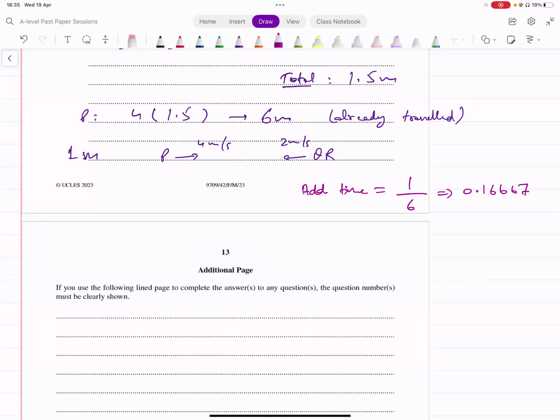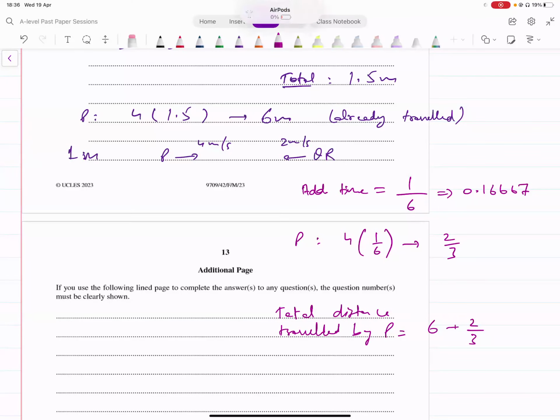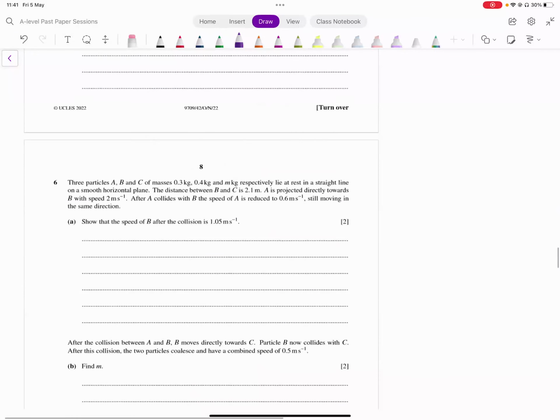इतने टाइम में P ने और कितना ट्रैवल कर लिया होगा? P ने और डिस्टेंस कितना ट्रैवल किया होगा इतने टाइम के अंदर? 4 into 1 over 6. ये डिस्टेंस उसने और ट्रैवल कर लिया होगा. ठीक है. सो दैट्स 2 over 3. तो टोटल डिस्टेंस आपका कितना हो जाएगा? Traveled by P at this point, that would be 6 plus 2 over 3, and that's 6.67. Okay. Now you can make this slightly slower and try to go through this again, and I hope that would make sense.